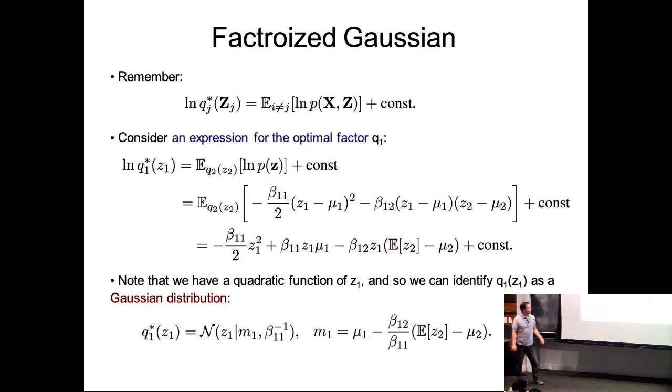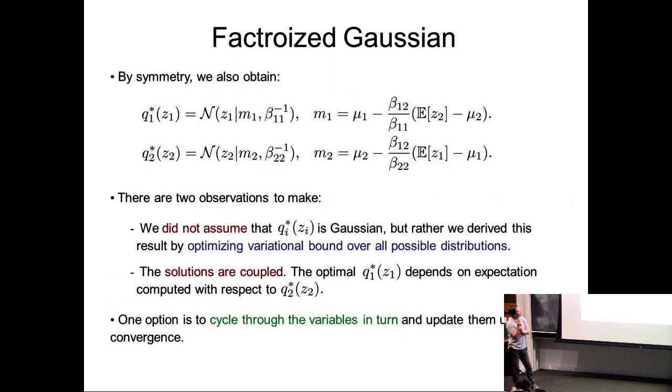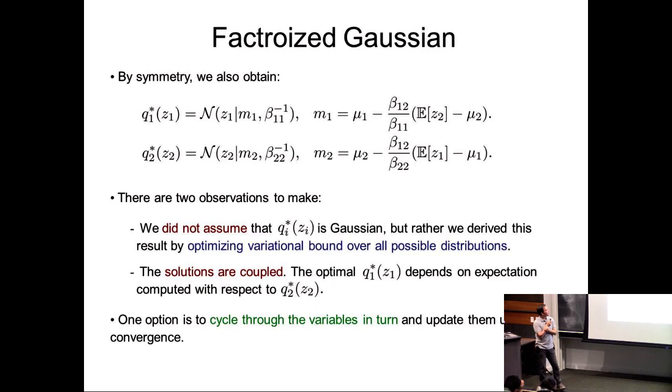And so, recognizing that this is a Gaussian distribution, you can say the optimal Q is going to be a Gaussian distribution with this variance and the mean given by this expression. So that's the optimal parameters for Q1 star. The same way, you can compute the optimal parameters for Q2 star, and it has much the same form. There are two observations to make. First of all, in this setting, we did not assume that Q is a Gaussian, but rather derived it by optimizing the variational bound over all possible distributions. We just made an assumption that the distribution factorizes. The model figures out that the optimal distribution is the Gaussian.